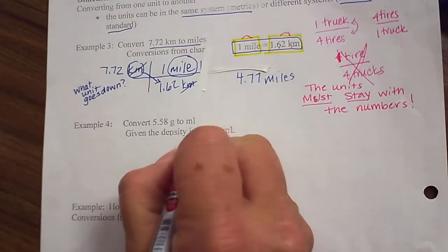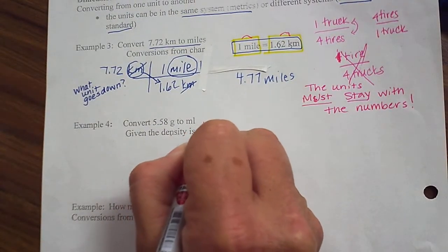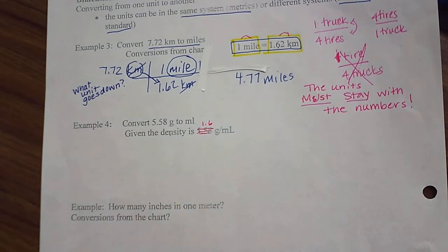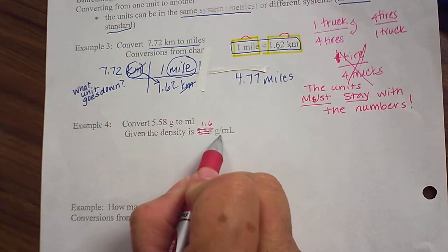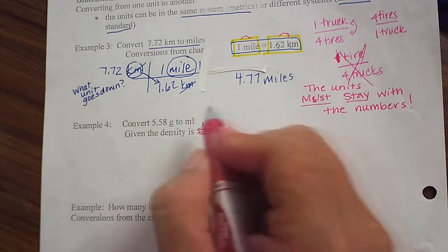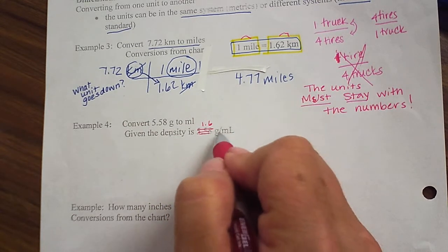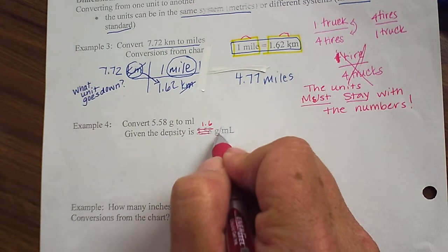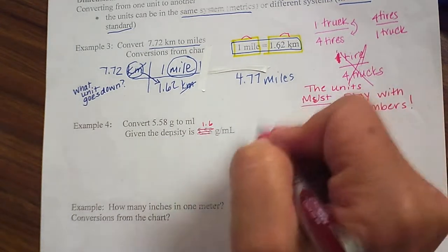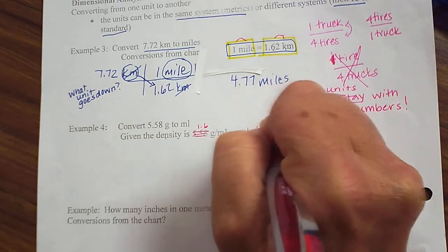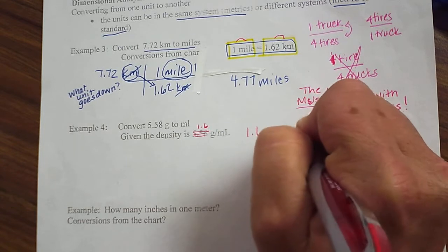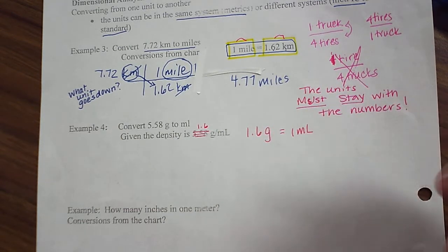Let's move on to the next one. Now in this problem, I'm going to ask that you change the 5.58 to 1.6. So we have here 5.58 grams, and we'd like to convert that to milliliters. And what we're given is the density of 1.6 grams per milliliter. Anytime you hear the word per, that means fraction bar. So there it is, per milliliter. But it also means that we can set up a conversion like this one up here. So I can say 1.6 grams is equal to 1 milliliter. For our purposes, that's going to be equals.